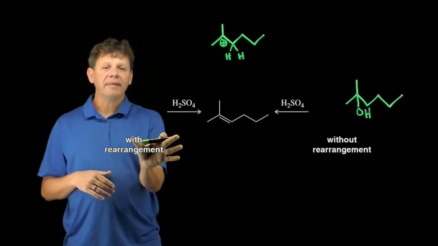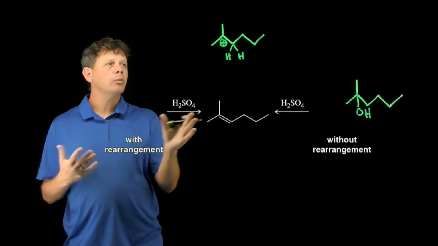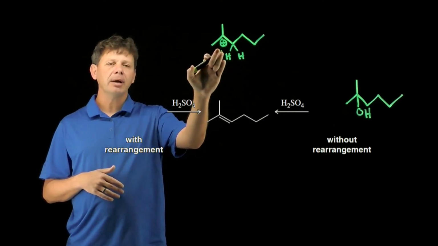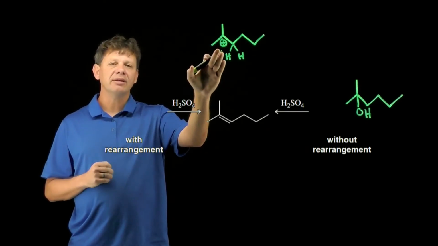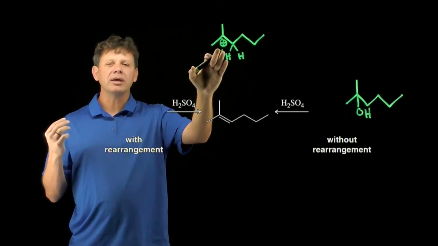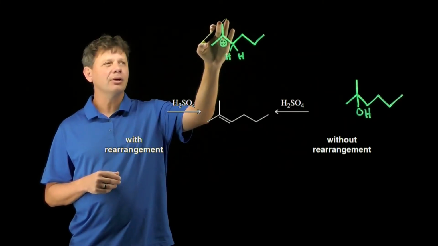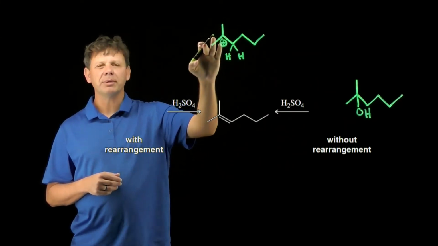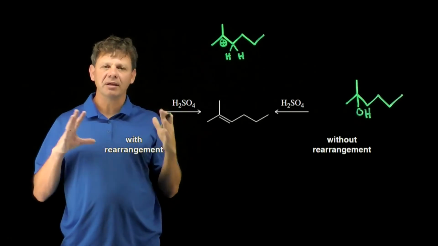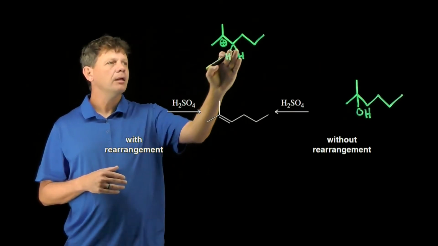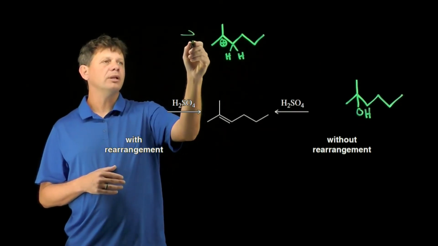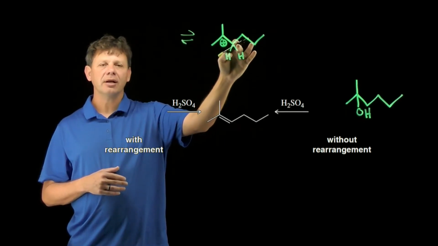Now, when we think about the one that has a rearrangement, we have to think what carbocation might rearrange to give this tertiary carbocation. We could imagine that carbocation being here or here. Both of those would be primary, so we really don't even want to think about forming a primary carbocation. So probably the carbocation would instead be at the secondary carbon.